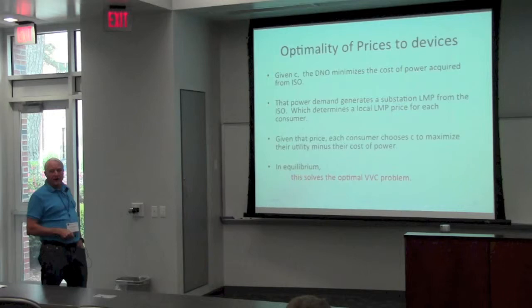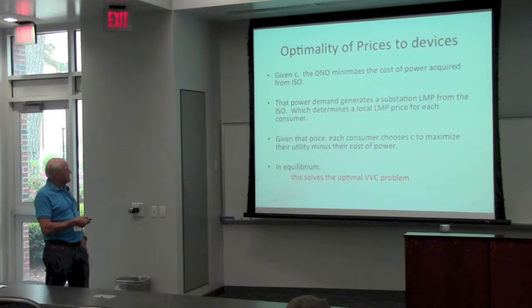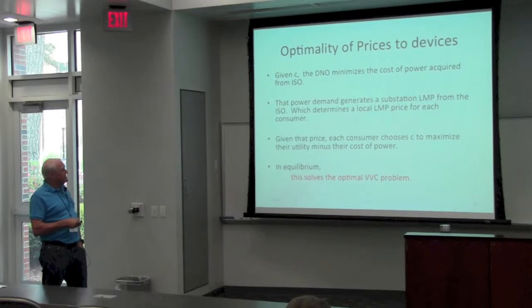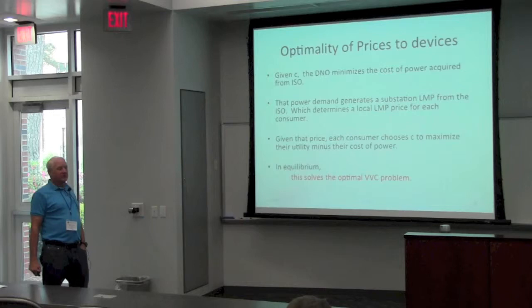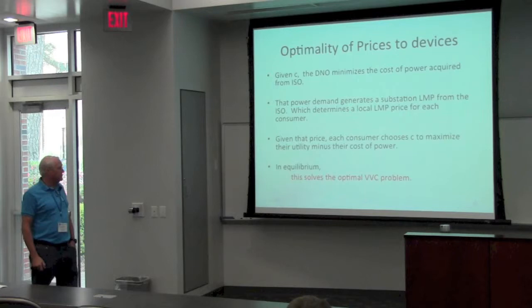And the power demand generates a substation LMP from the ISO, and that determines a local LMP for each consumer. Okay, and then they send that to the consumer. And the consumer takes that price, they choose their consumption to maximize their utility minus the cost of power. And in equilibrium, this will solve the problem.